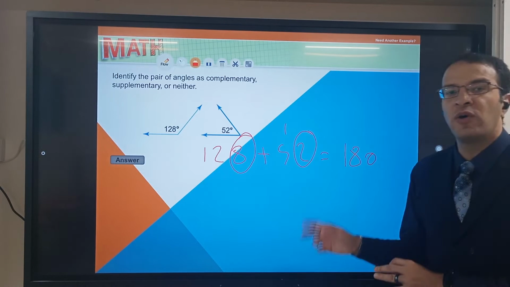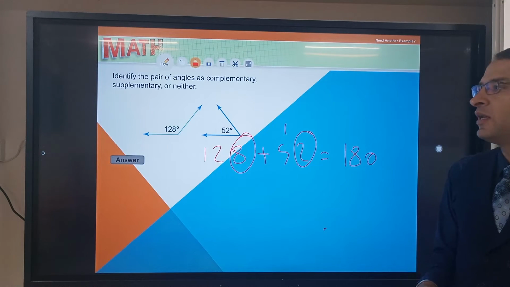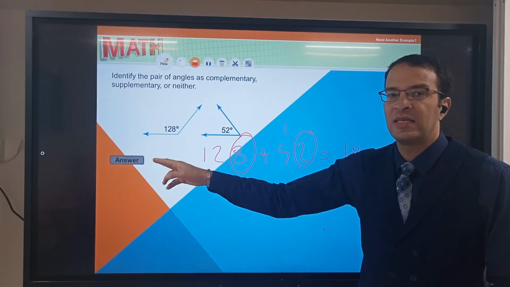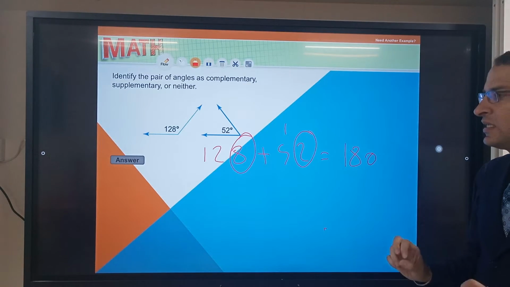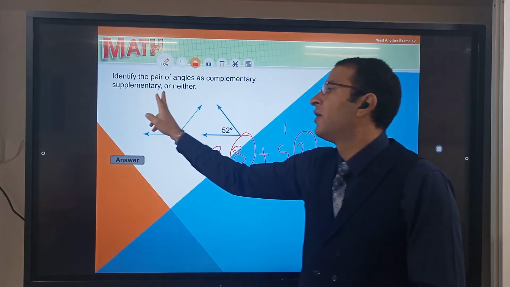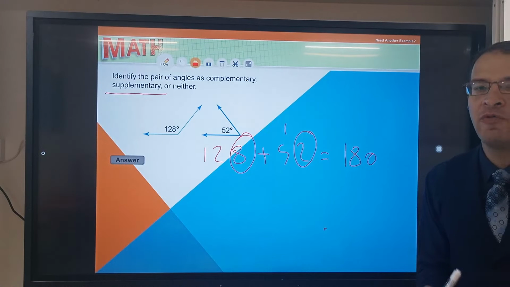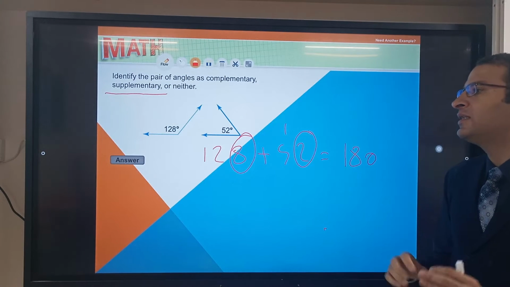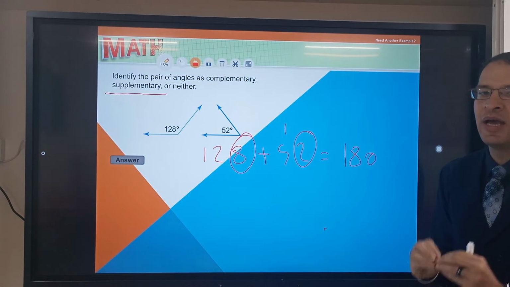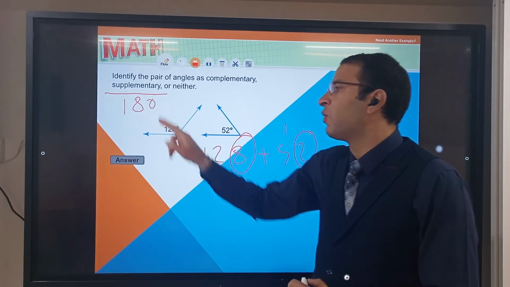So the sum of the measures of the two angles here is equal to 180. This and that will be equal to 180, yes. So the two angles here are supplementary. Again, what is the meaning of the word supplementary? They are a pair of angles whose measures sum to 180, so they are supplementary. The sum of the two angles is equal to 180.